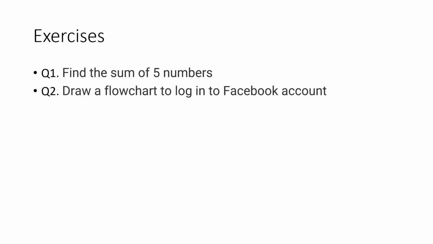Now the exercises. Question number 1: Draw a flowchart to find the sum of 5 numbers. Question number 2: Draw a flowchart to log into a Facebook account.